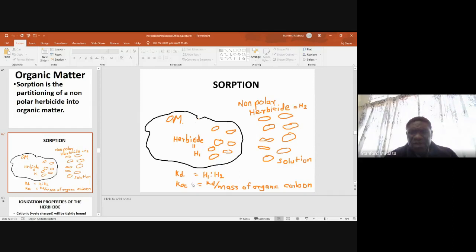So you may find that in some countries they use KD and KOC values to describe the characteristics of the herbicide. In Zimbabwe, we use the clay content if we want to decide on the rates to apply, because our soils do not have enough organic matter. So KD and KOC is not important for us.